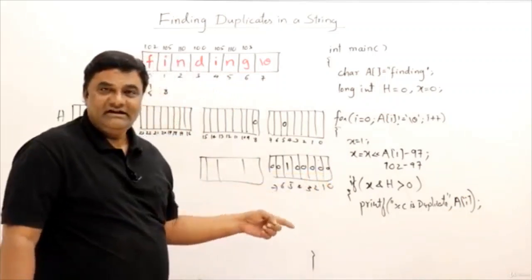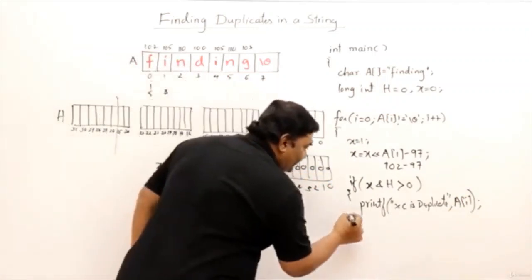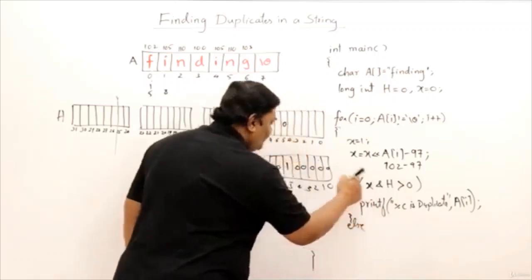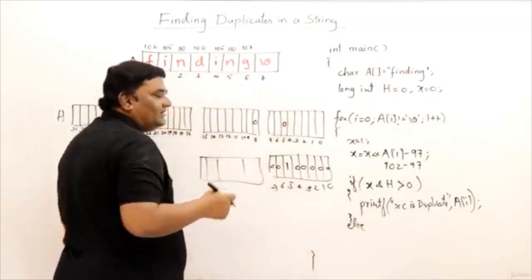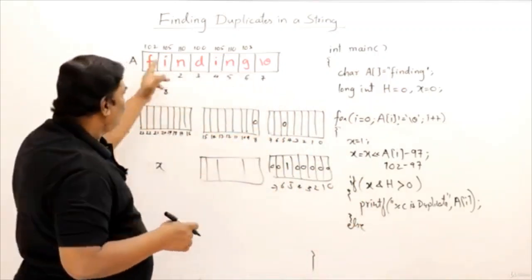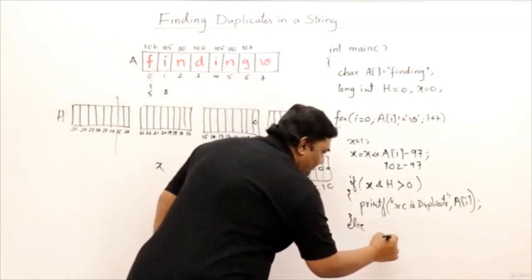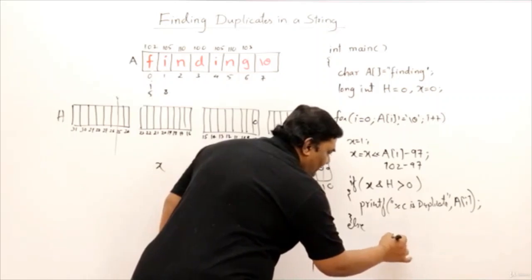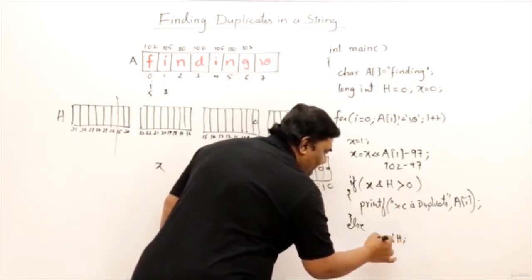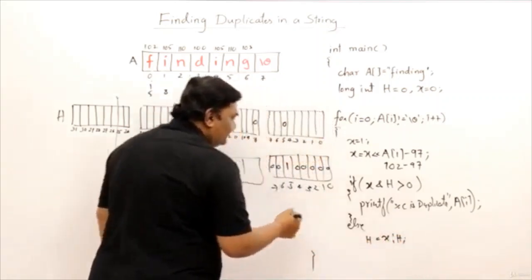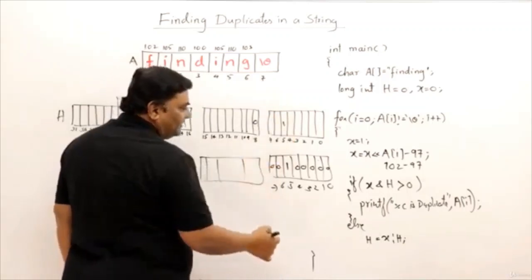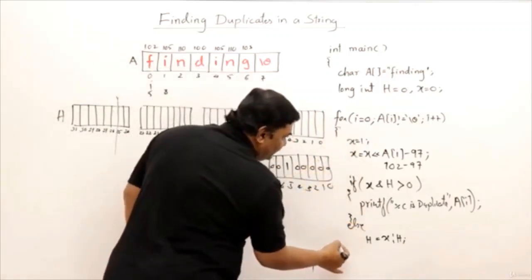Right? It's already there. If it is not there, means if it is not 1, then set it as 1. We got that digit, we got that alphabet, so set it as 1. How to set it? By performing merging. So X or H, store the result in H only. So this will be set as 1. So that's all. This is the close of loop.